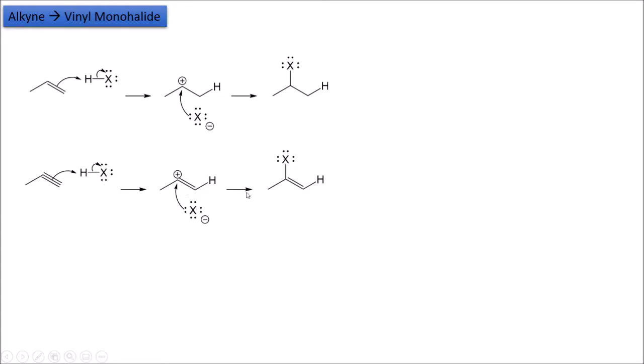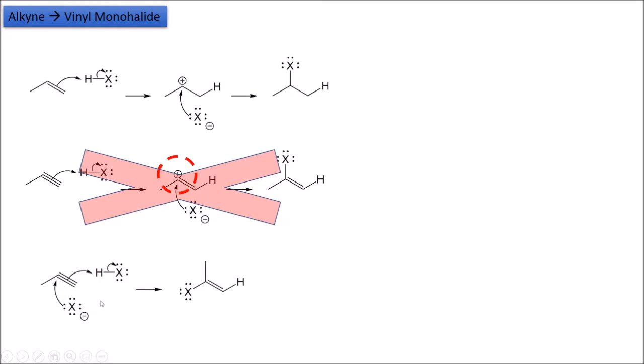This mechanism on the bottom is wrong. And the key problem is this carbocation right here. This particular carbocation is referred to as a vinylic carbocation. It's a carbocation that occurs directly on a carbon that is participating in a double bond. And these are highly unstable, kind of in the same ballpark as a primary carbocation. So we don't expect this mechanistic pathway to work.